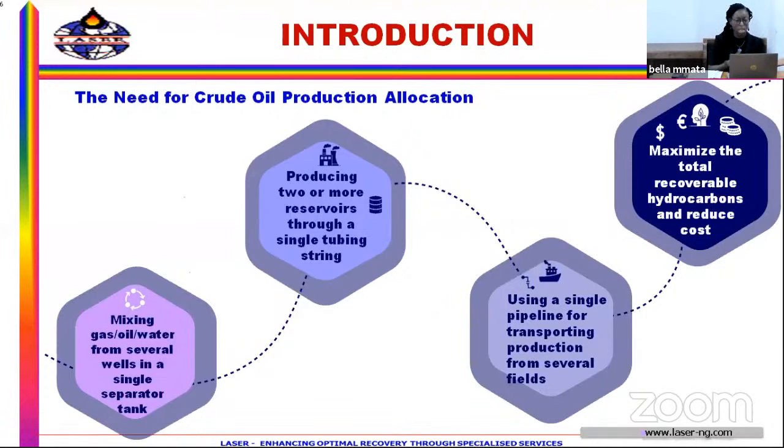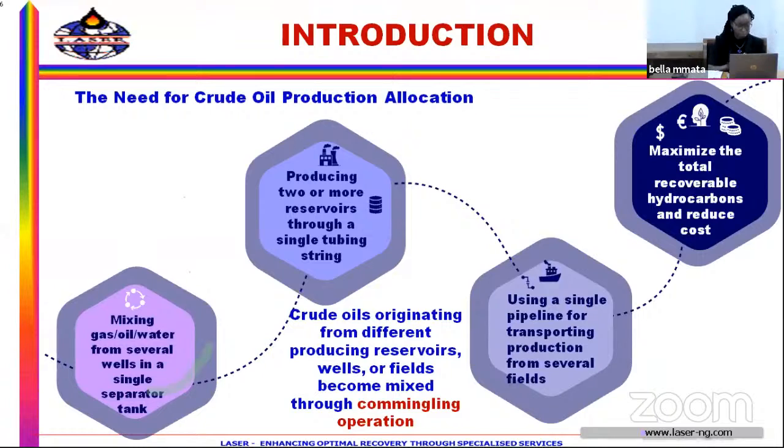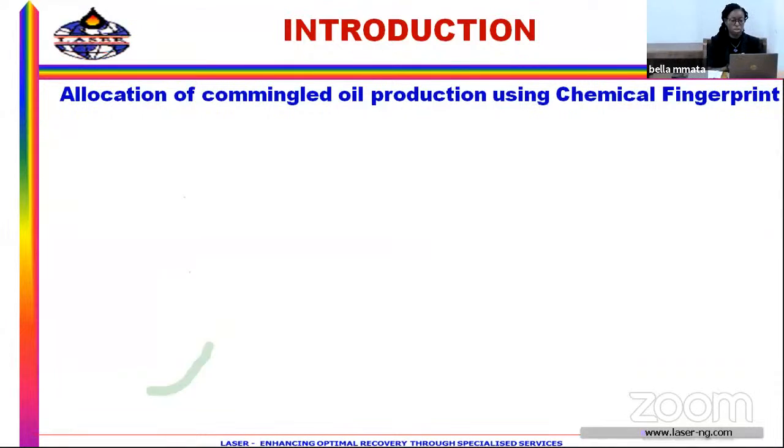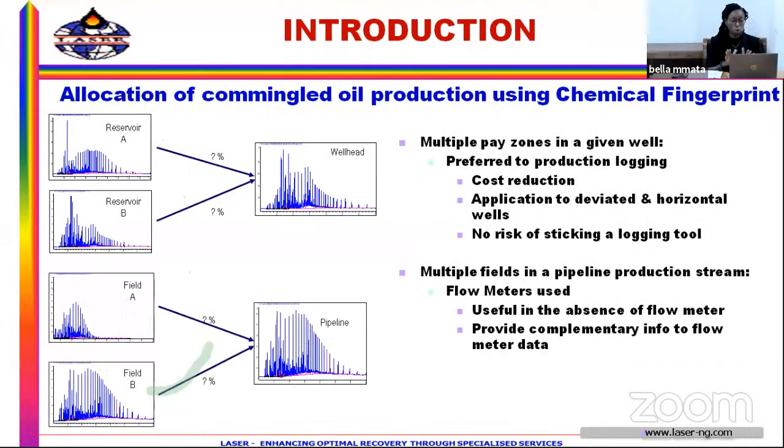So these are the questions that production allocation handles, because in real life, commingled fluid is one of the things that the oil and gas industry has come to leverage on. So production allocation is required for proper management of the reservoir to be able to answer financial and technical questions about a particular well, a particular pipeline. So we find out that we can actually use chemical fingerprinting for allocation of commingled fluid.